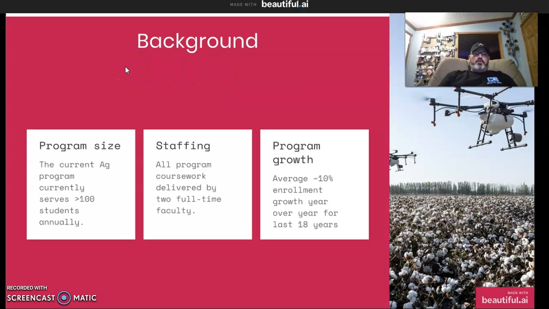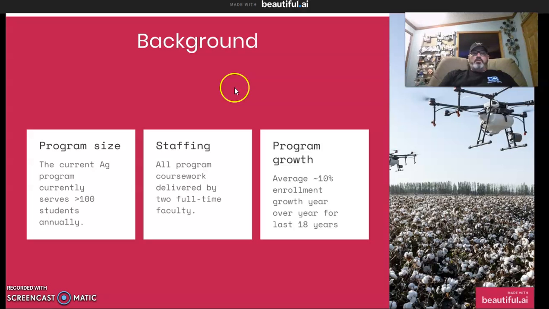Our current program serves around 100 students in our two-year community college program. We are staffed with just 2 full-time faculty members delivering all the coursework and conducting all the other assignments that go along with running the program.